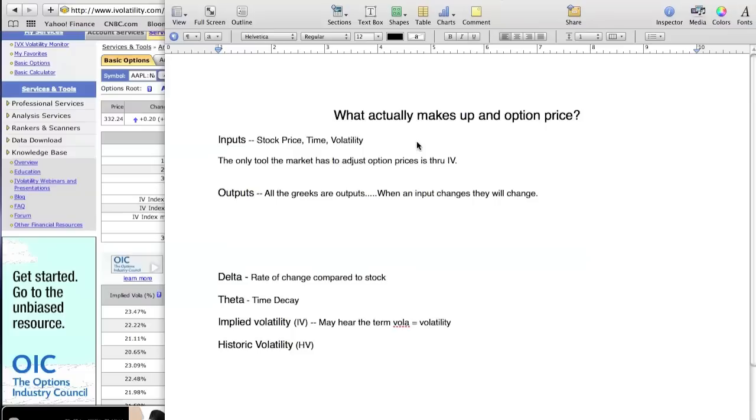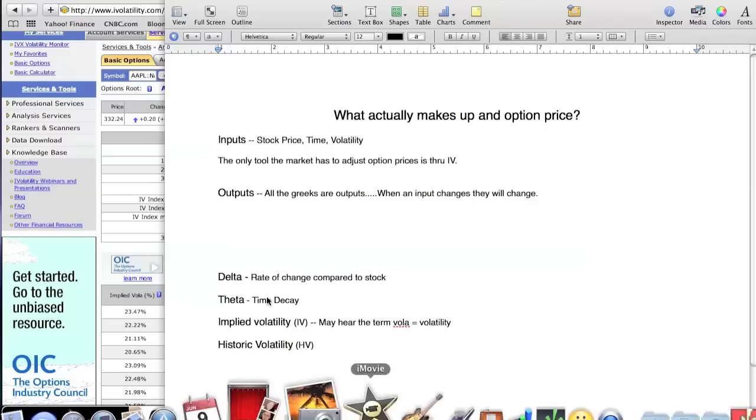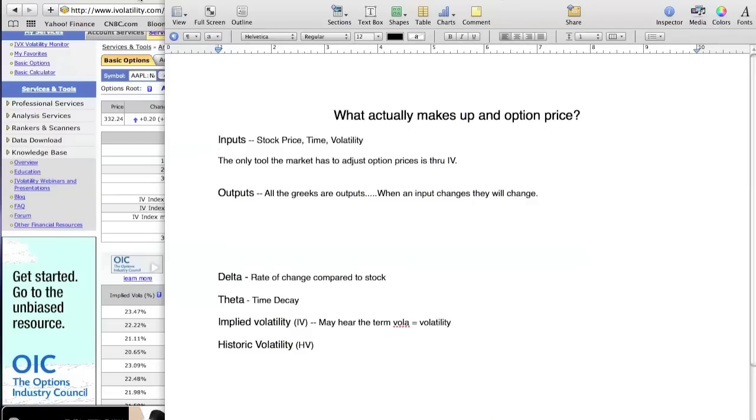So I'm not going to get into intrinsic, extrinsic value. It's simple enough, you can read up on that. But what actually makes up an option price? And so you have inputs. The inputs to make up, like, when a call option is worth $5, what is actually saying that's $5? And what can make that fluctuate?